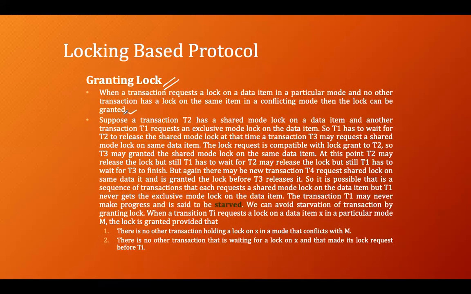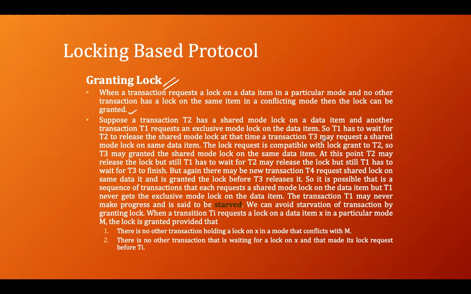It means if a request for a lock is made on any data item, we have to see whether any other lock exists on that data. If not, we'll grant it. Suppose a transaction T2 has a shared mode lock on a data item and another transaction T1 requests an exclusive mode lock on the data item. So T1 has to wait for T2 to release the shared lock.